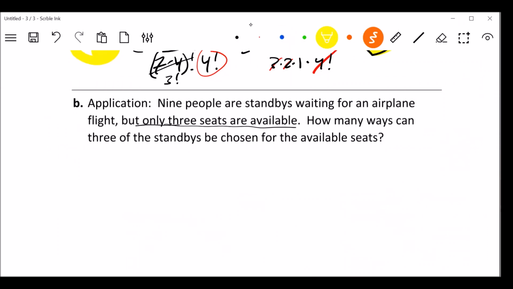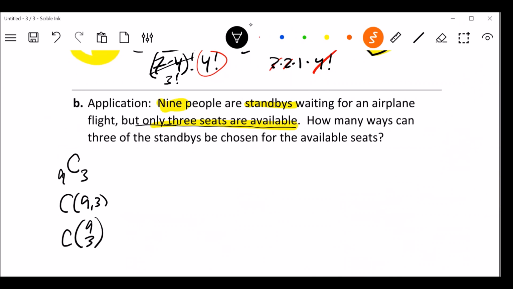9 people, standbys, only 3 seats are available. How many ways can 3 of them be chosen? So this is a combination of 9 things taken 3 at a time, or I can do C 9, 3. Either way, I'm going to get 9 factorial over 9 minus 3 factorial, and then 3 factorial.